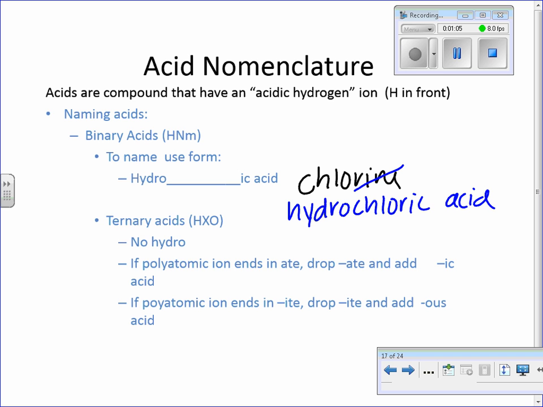When we get into talking about the polyatomic ions, we're talking about carbonate, bicarbonate, sulfate, sulfite, all of those. Depending on the name is what we're going to change the ending to. So if our polyatomic ion ends in ate, we're changing that ending to an ic, and there's also no hydro. For example, if we had sulfate, it would be sulfuric acid.